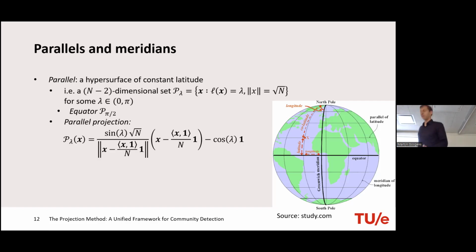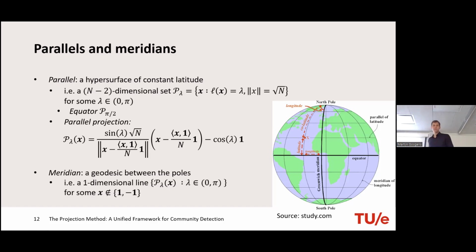And if you have a vector anywhere on the hypersphere, then you can map it to a parallel of some latitude. That's just taking the vector and moving it to the closest point on this parallel. And there's this formula for it. The exact form is not so important, but what's important to see here is that it's a linear combination of the vector itself and the all-1 vector, and that these coefficients can be computed easily.